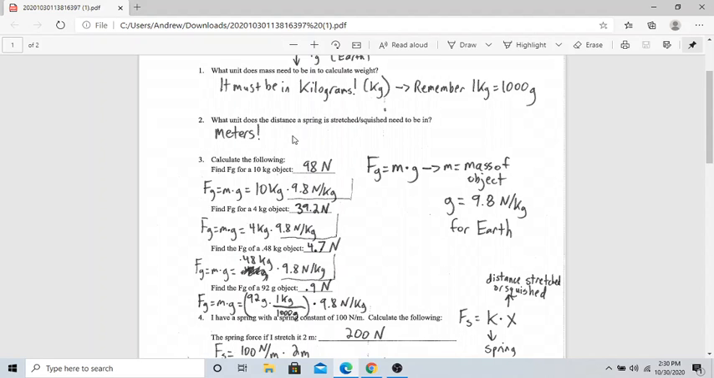The next question is, what unit does the distance a spring is stretched or squished need to be in? Basically, it's asking, if I'm trying to measure how far I've stretched or squished a spring, what should I measure that in? Now, normally you're going to measure it in centimeters.